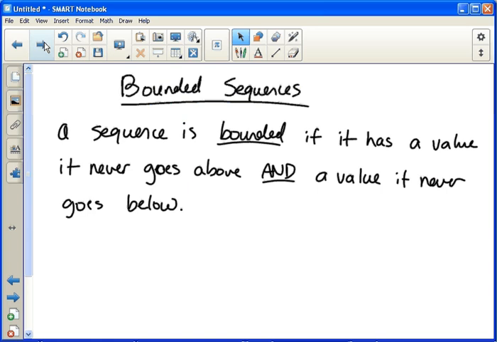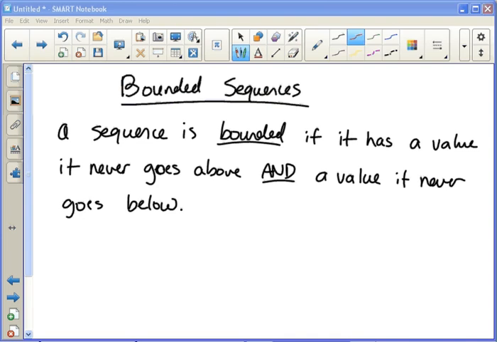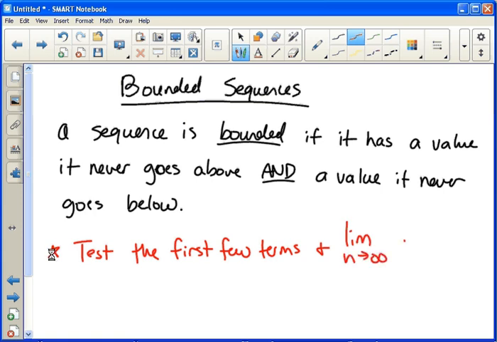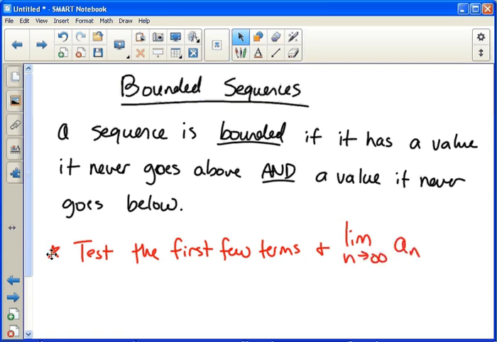And basically to determine this, you want to test the first few terms and the limit as n goes to infinity. If you look at those two things, it should be very clear whether you are bounded or not. So we're just going to look at 3 examples, and then we'll call it a day. So, first, 3 plus negative 1 to the n.